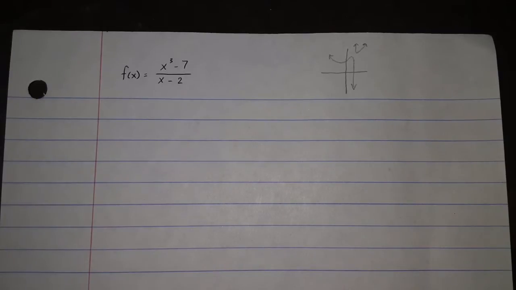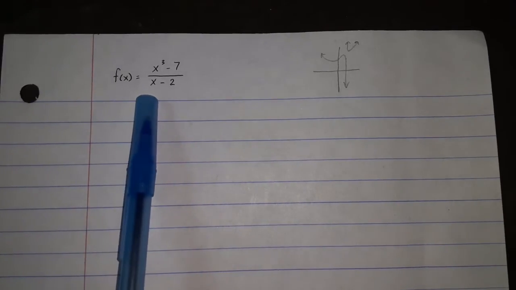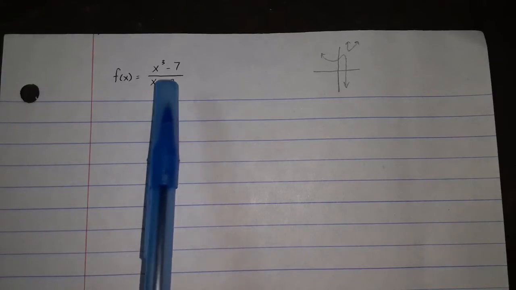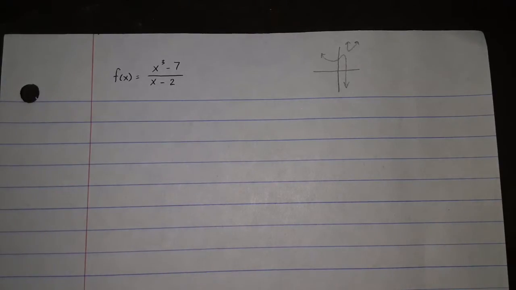How do we know that? Well, if you look at the denominator, you're going to see that if I plug in 2 here, this denominator is going to go to 0, and so we have division by 0, and we can't do that. So, one of the first things that I want to look at is what's its domain and range.